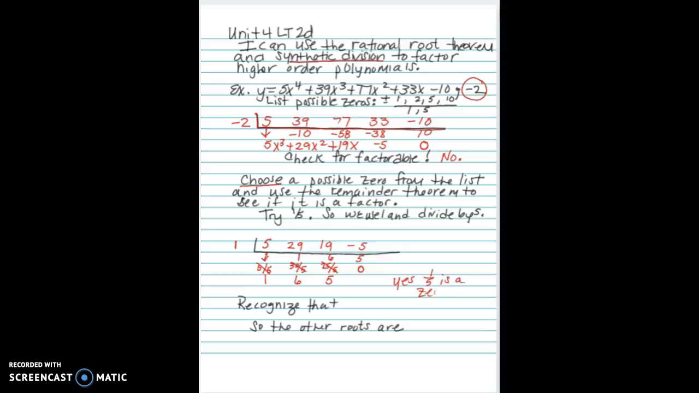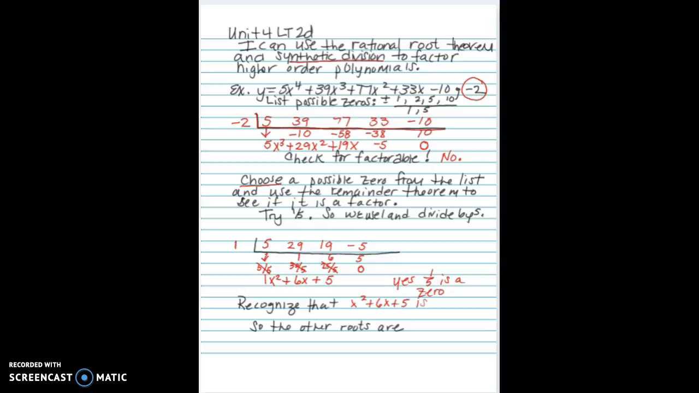That's good news. So since 1/5 is a 0, I'm going to go ahead and substitute my x's back in here. And when I look at this, I see that I have an x squared plus 6x plus 5.